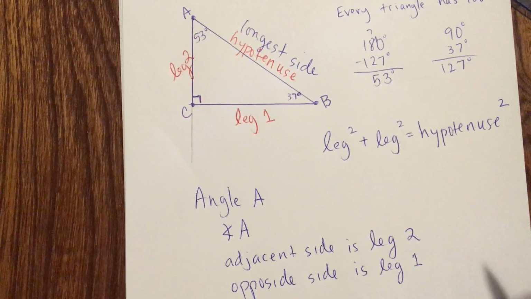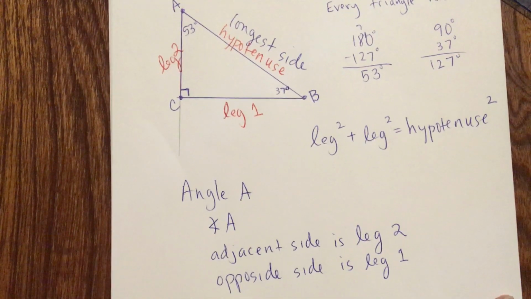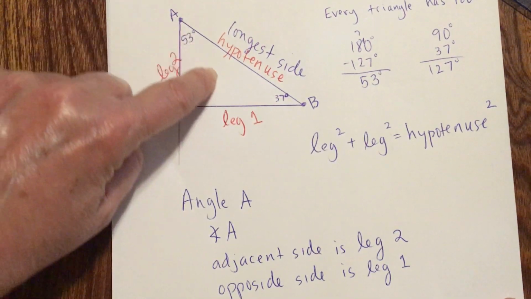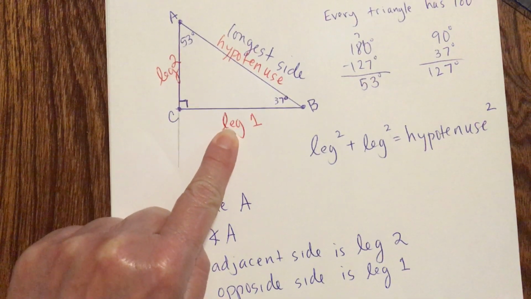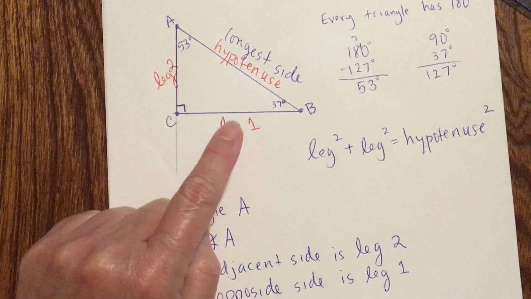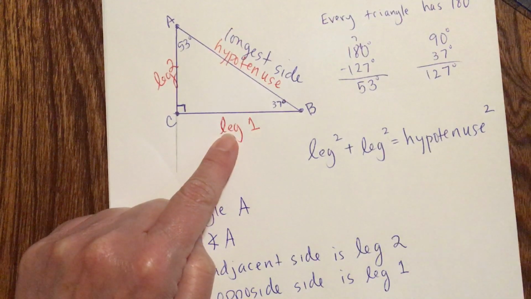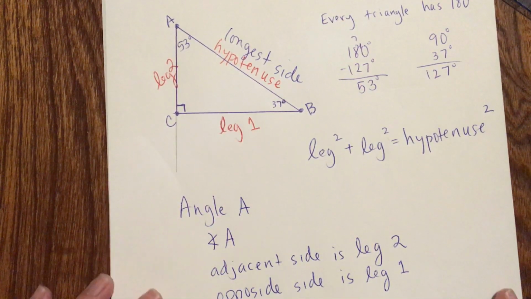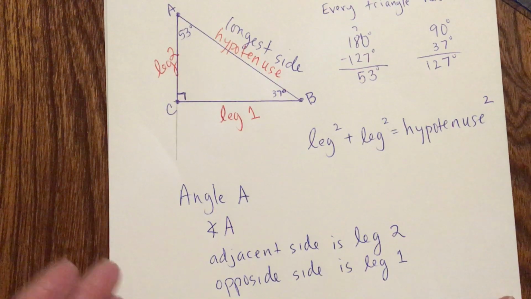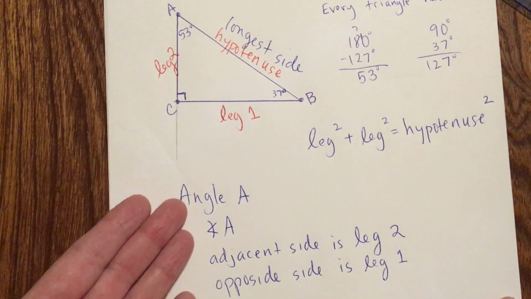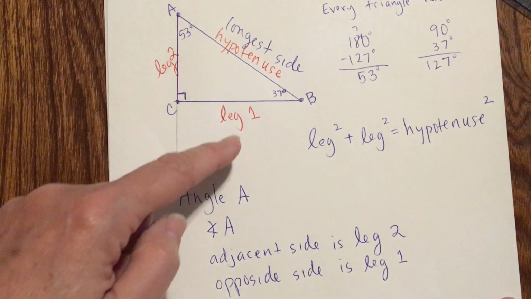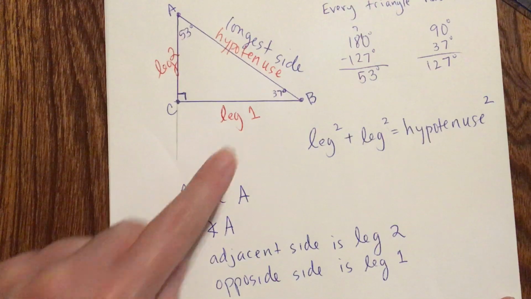I'm going to talk a little bit about why that's the opposite side. If you start at A and you go through the triangle, the opposite side is the side that you always have to go through the triangle to get to, when you start at the angle they're asking you about. So because of this, if I'm talking about angle A, the adjacent side is going to be leg number 2, and the opposite side is leg number 1.